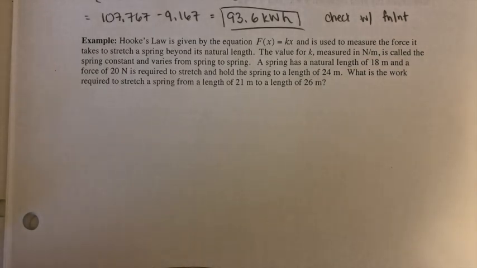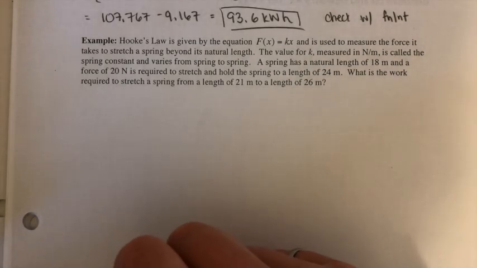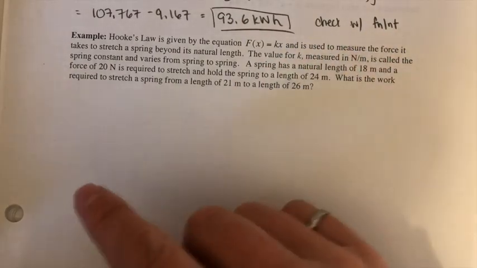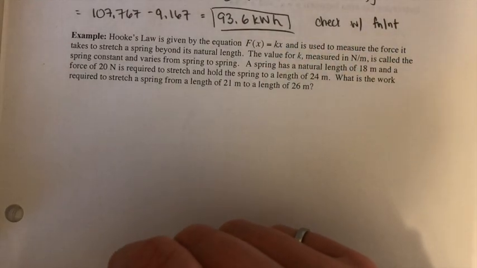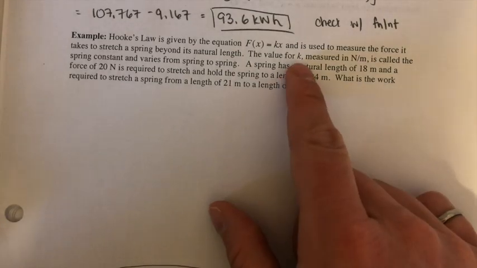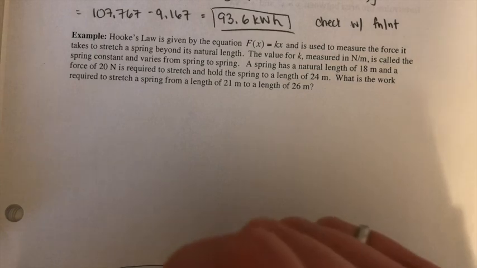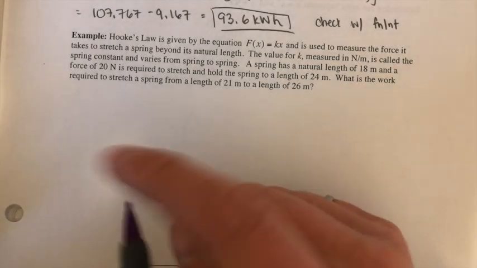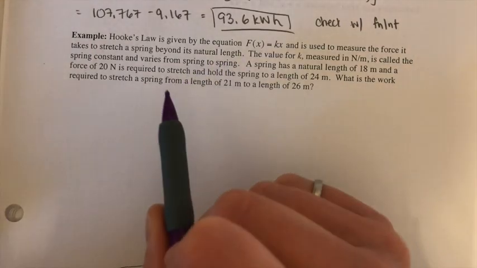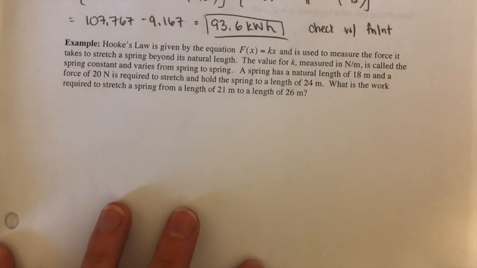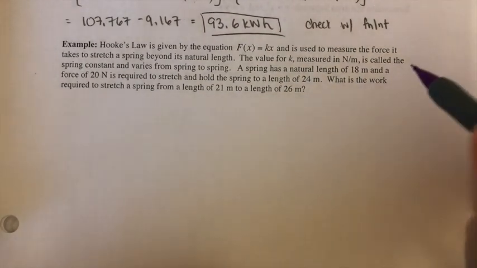So our last example is Hooke's law, given by the equation f of x equals k times x. So this is from physics and is used to measure the force it takes to stretch a spring beyond its natural length. The value for k, measured in newtons per meter, is called the spring constant and varies from spring to spring. Okay, so from physics 20, we can remember, I don't know what people would do if they didn't take physics 20 in calculus. It's all physics 20 stuff, so I'm glad you guys did.